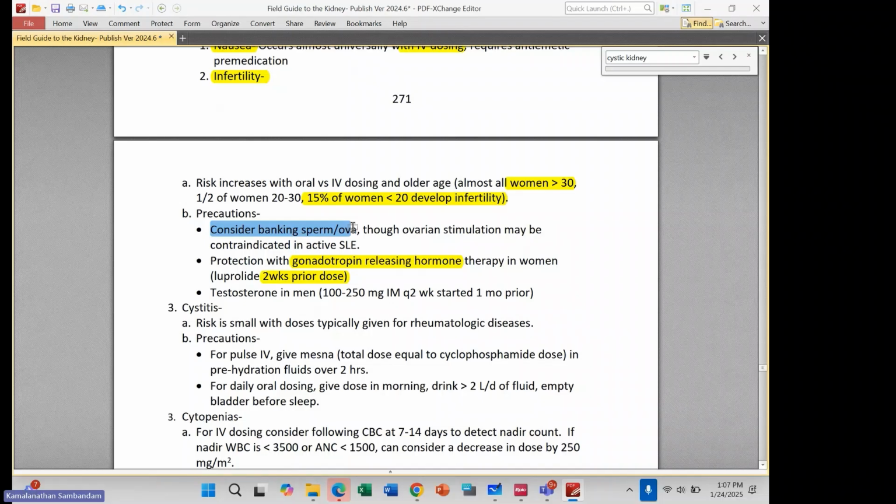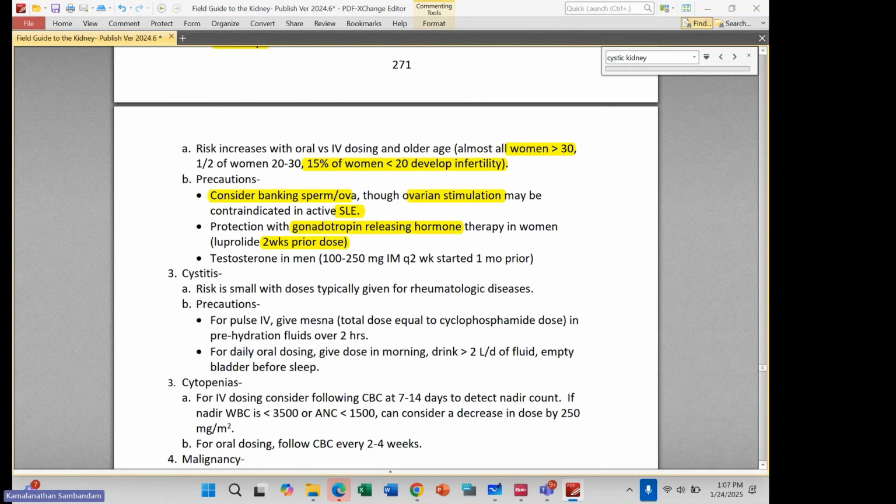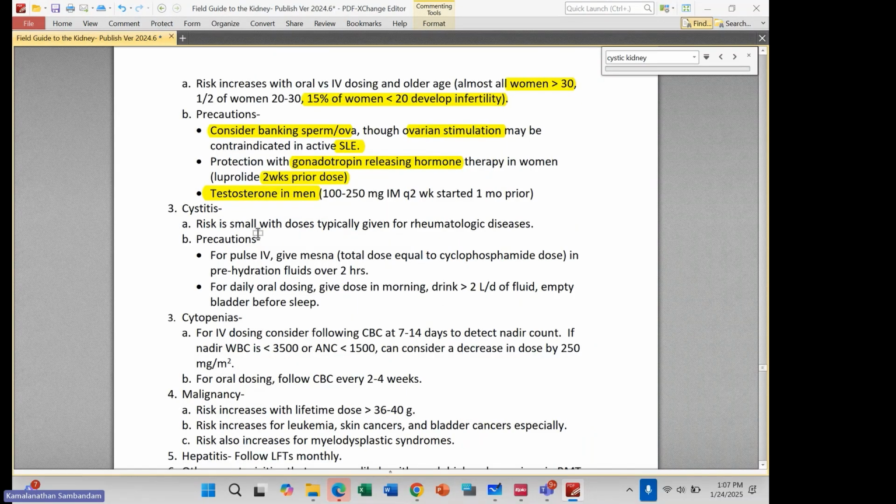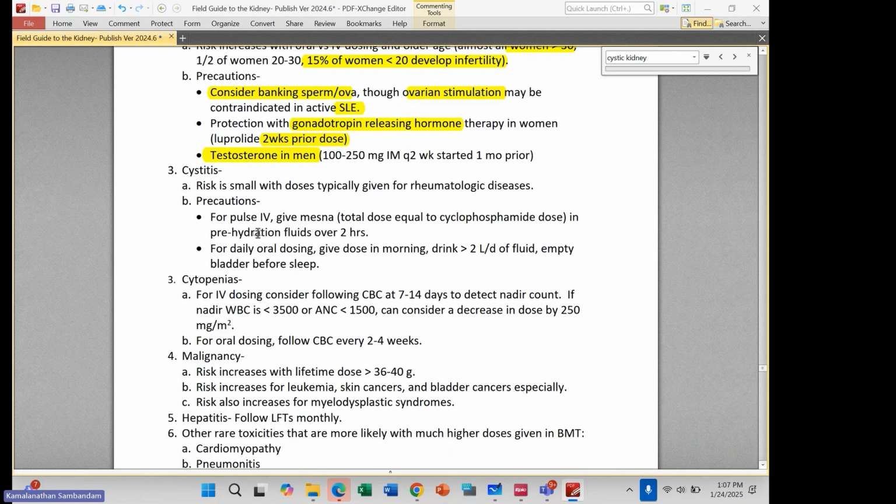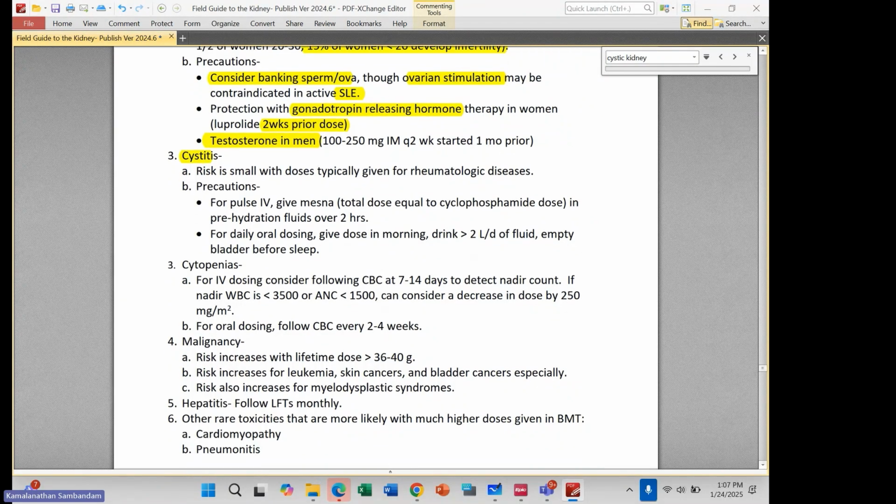Okay, you can consider banking sperm or ova. That's hard because in general, lupus has some association with estrogen, and giving the high doses of estrogen that may be required for the protocols for ovarian stimulation and recovery of eggs could theoretically precipitate a lupus flare. In general, we don't worry too much about the infertility in men, although there's theoretically a risk, and some have shown giving testosterone might help alleviate that. I've done that once, if I recall, but it's really not something we worry too much about.